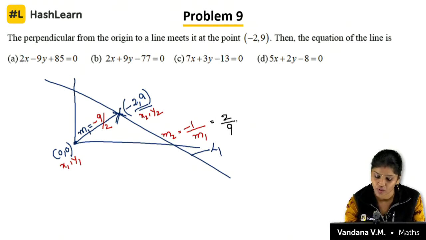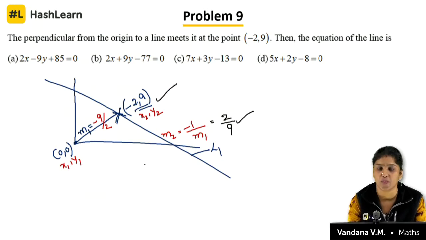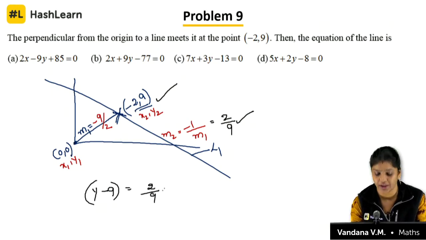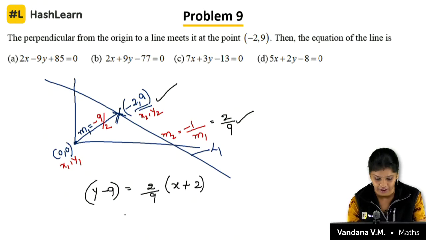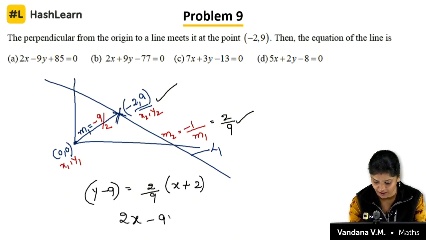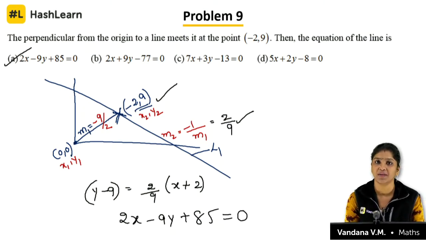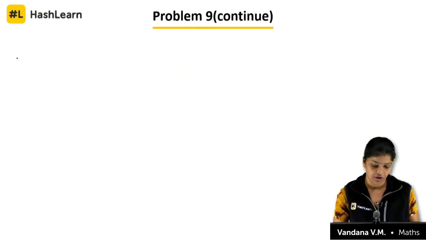So now I know the slope, I know the passing through the point. So how to write the equation? Y minus 9 is equal to 2 by 9 into x plus 2. So if you solve this, you will get the equation as 2x minus 9y plus 85 is equal to 0. So which option is correct? Option A is correct. Okay children?